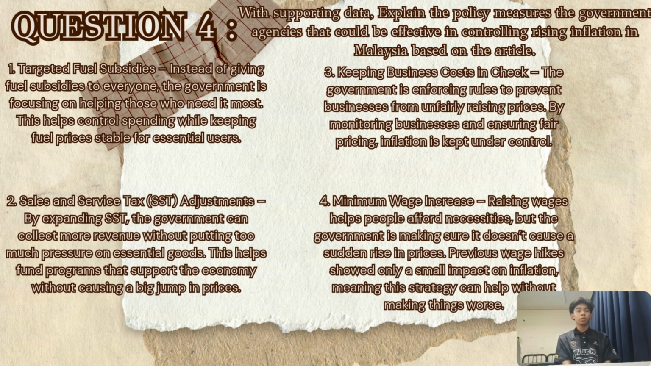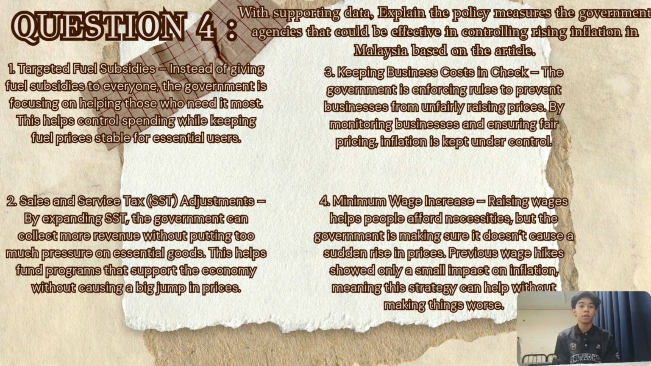Okay, so for my part is question 4, which is with supporting data, explain the policy measures the government agencies could take that would be effective in controlling rising inflation in Malaysia, based on the article. Inflation is a challenge that affects all of us, our families, our businesses, and our daily life. The government understands the concerns of the people and is taking firm steps to keep prices under control while ensuring that the cost of living remains manageable.